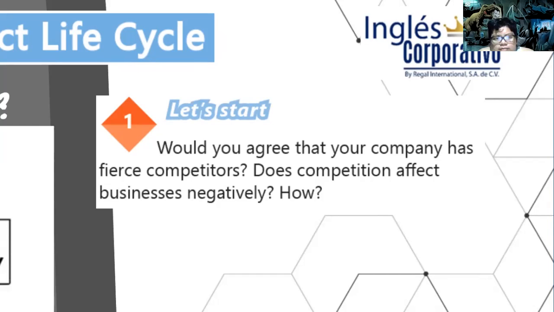The only thing that Ingles Corporativo does is one thing, and it's the INSAFORP English course. There is a book called The One Thing by Gary Keller. It talks about doing one thing at a time. Don't think about three or four businesses. Just do one at a time and do it well. Simple. Make sense? Yes. Okay. So in that sense, our company doesn't have fierce competitors.